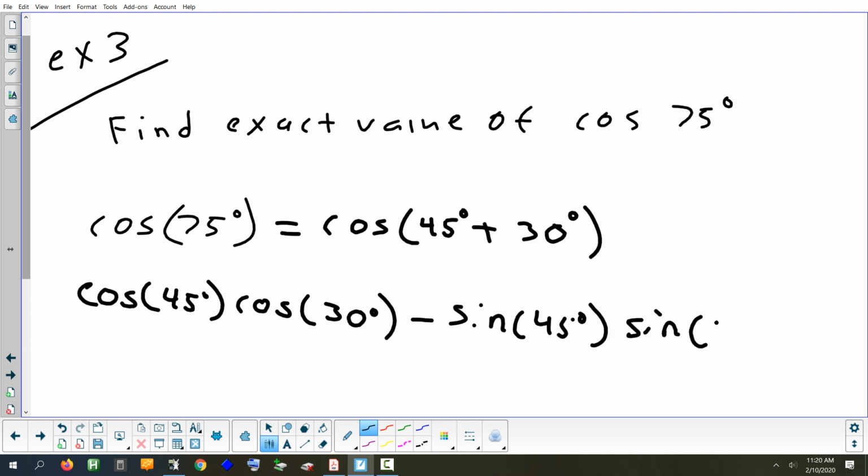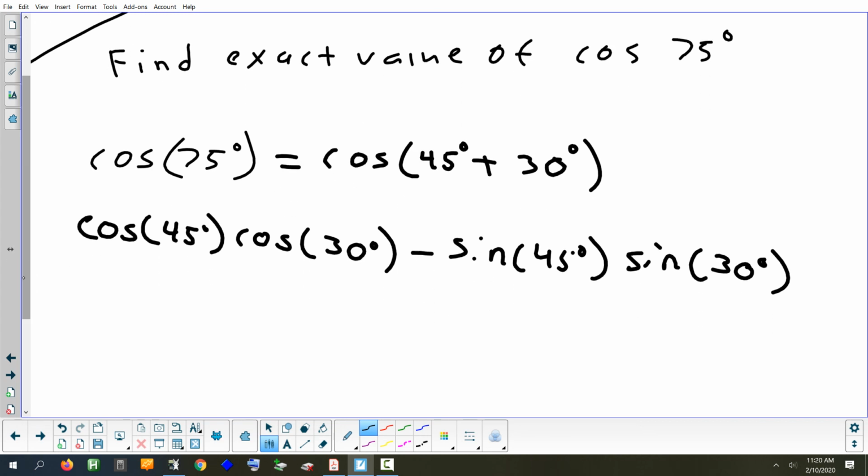The other thing, too, with the cosine formulas I gave you, the two cosines are always together, the two sines are always together. When you do the sine sum and difference, it's always one of each. It's like a cosine sine, cosine sine. So the pattern is switched up a little bit.